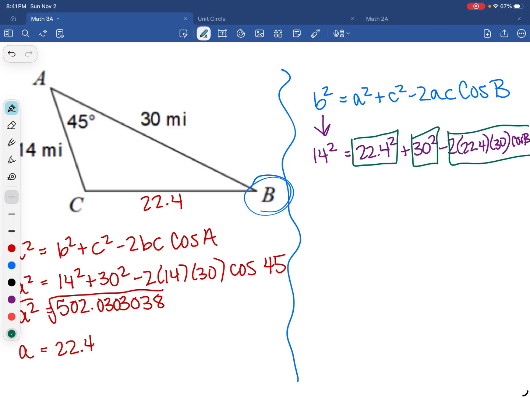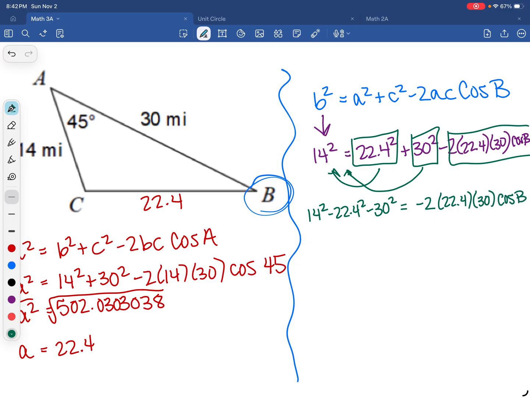Okay, notice that the plus and the minus in between them are separating the terms. And I want you to really focus on that because you're going to move the first 2 terms over. So you're going to subtract 22.4 squared and subtract 30 squared. Okay, so we have 14 squared minus 22.4 squared minus 30 squared. And then that equals this -2 times 22.4 times 30 cosine B.